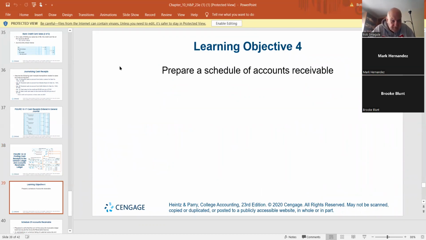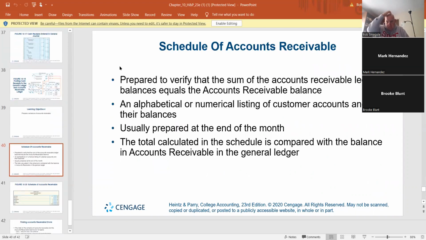And then finally, I guess, the month is ended and we're going to prepare a schedule of accounts receivable. The subsidiary is one thing. We're now going to take that subsidiary and turn it into a simple listing of all of our customers and how much they owe us. That's all it is. The schedule of AR is prepared to verify that the sum of the accounts receivable ledger balances equals the AR balance. It says in alphabetical or numeric order, typically alphabetical. I've never seen it any other way. And you prepare it at the end of the month. And the total calculated in the schedule is then compared to the AR in the general ledger.